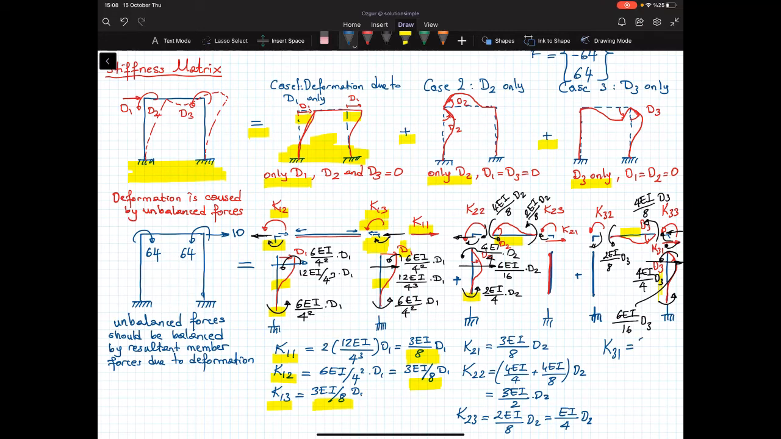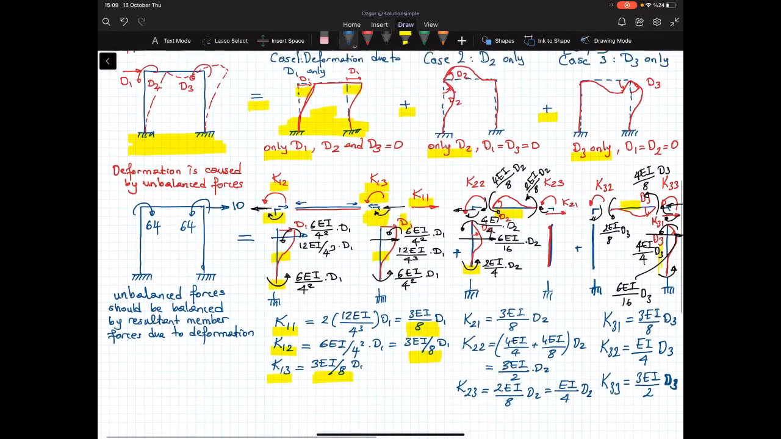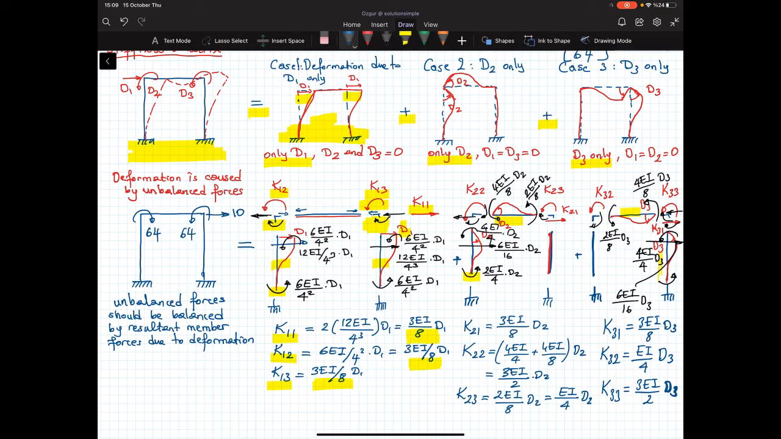If you do the same thing, I'll just write down the answers. K31 is equal to 3EI over 8 D3. K32 is equal to EI over 4 D3. And K33 is equal to 3EI over 2 D3. So these are the total forces that are required to create these given deformed shapes. All right, now what do we do?